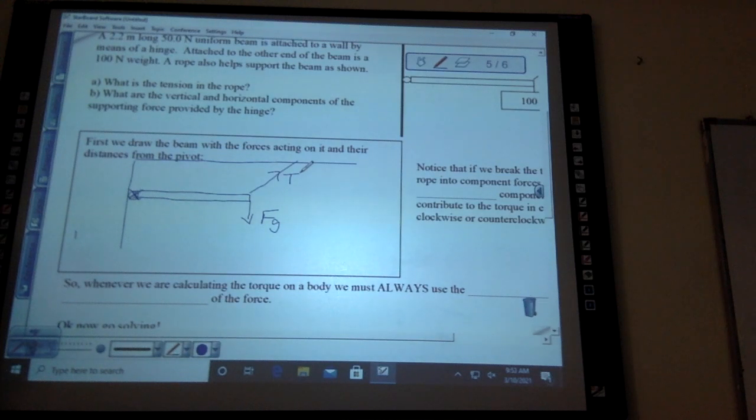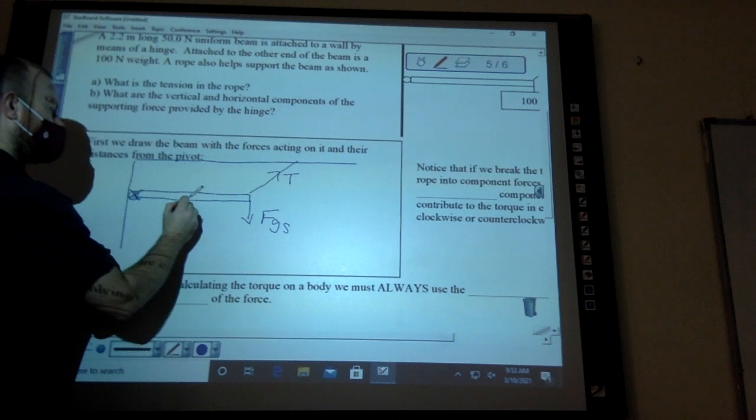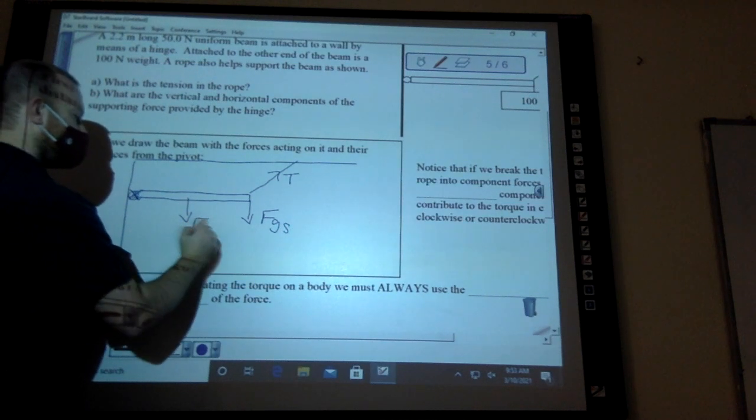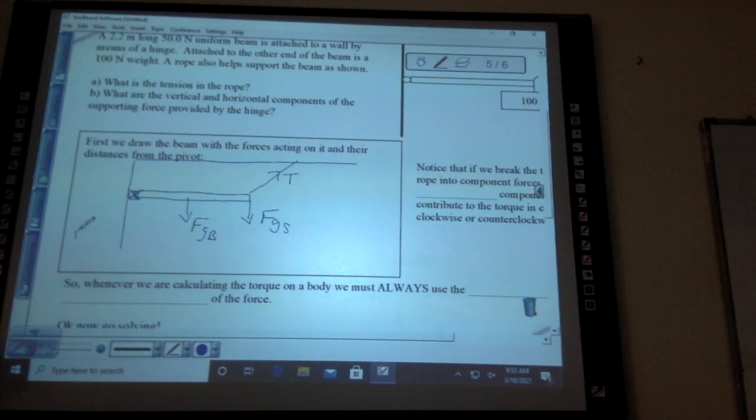And what else are we told? We're told that the uniform beam has a mass. So this is Fg from the sign. And we have another force of gravity due to the beam. So these are all the forces that are acting. And notice again, all the forces are acting in different directions, at different points along the beam.